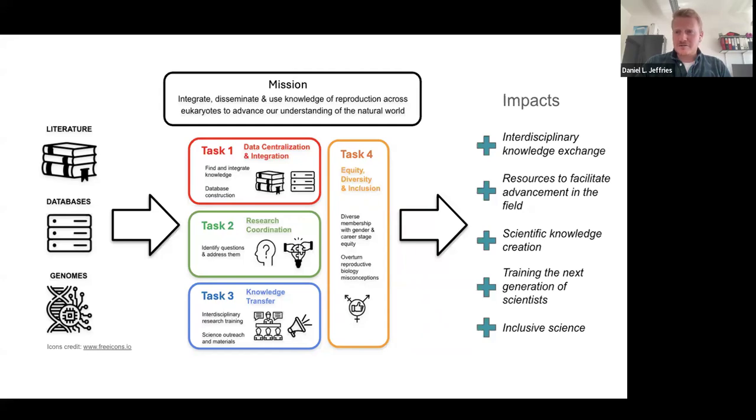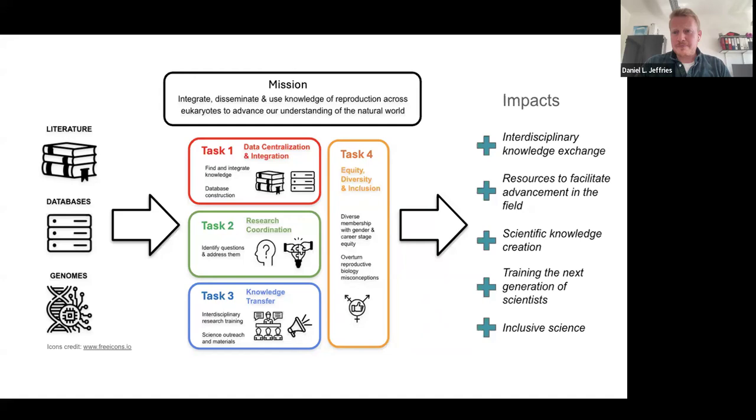We would like to set up coordination structures within the consortium to guide research into particular topics. Obviously, we want to disseminate the research that we're doing, but not just via papers, also via training workshops and outreach. And then across all of these three tasks, we have our principles of equity, diversity, and inclusion running through everything.